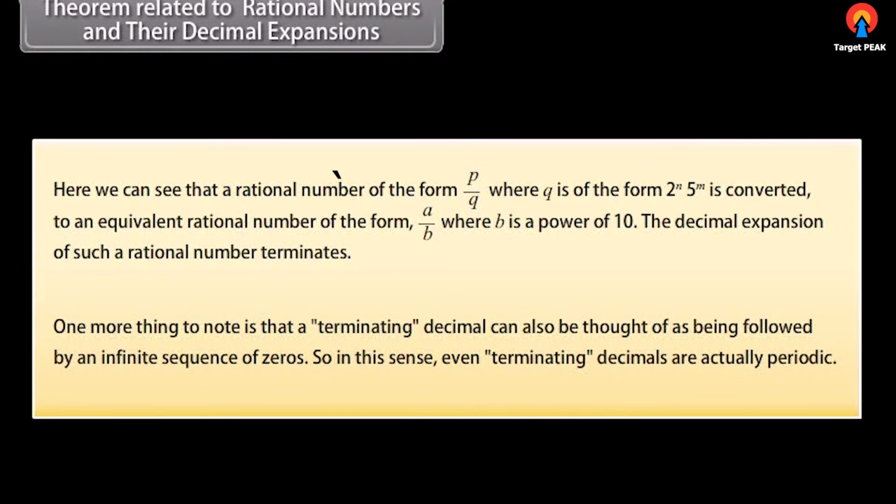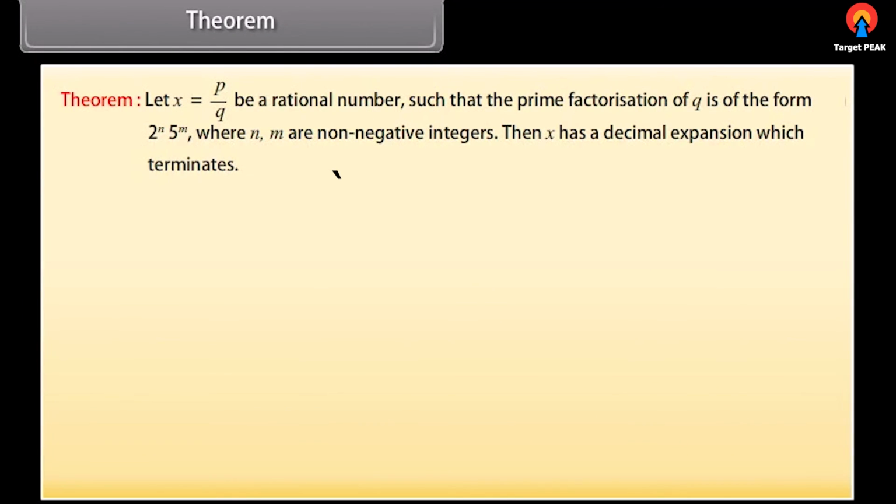One more thing to note is that a terminating decimal can also be thought of as being followed by an infinite sequence of zeros. So in this sense, even terminating decimals are actually periodic. Theorem. Let x equal p upon q be a rational number such that the prime factorization of q is of the form 2 raised to the power n, 5 raised to the power m, where n, m are non-negative integers. Then x has a decimal expansion which terminates.